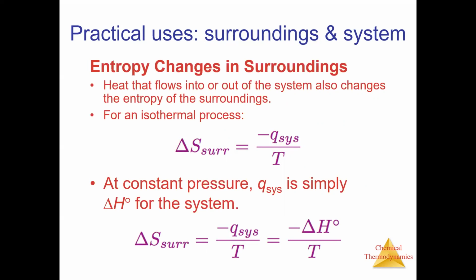Now at constant pressure, Q system is simply the change in enthalpy for the system. So we can even represent delta S surroundings as equal to minus delta H upon capital T.